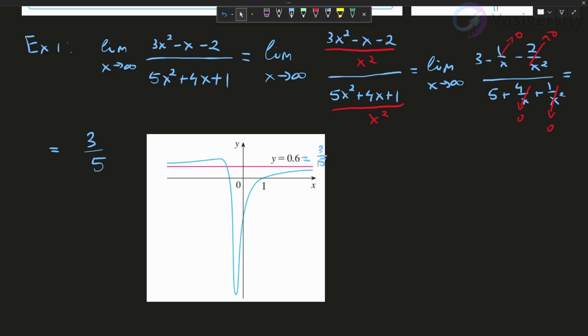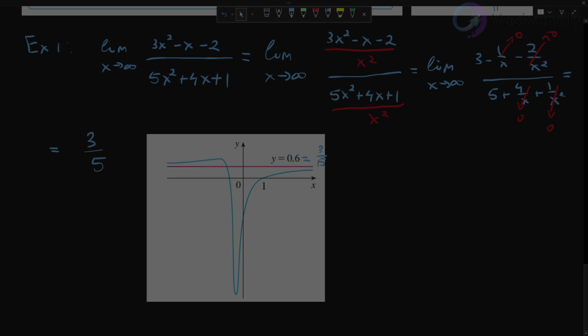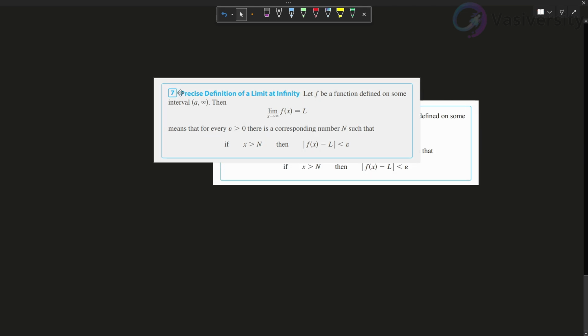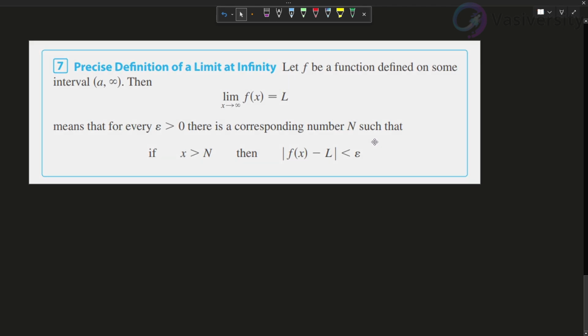All right, so now let's go ahead and give a precise definition of the limit at infinity. Let f be a function defined on some interval from a to infinity. Then the limit of f of x as x approaches infinity is equal to L means that for every epsilon, there is a corresponding number n such that if x is greater than n, then the absolute value of f of x minus L is less than epsilon.